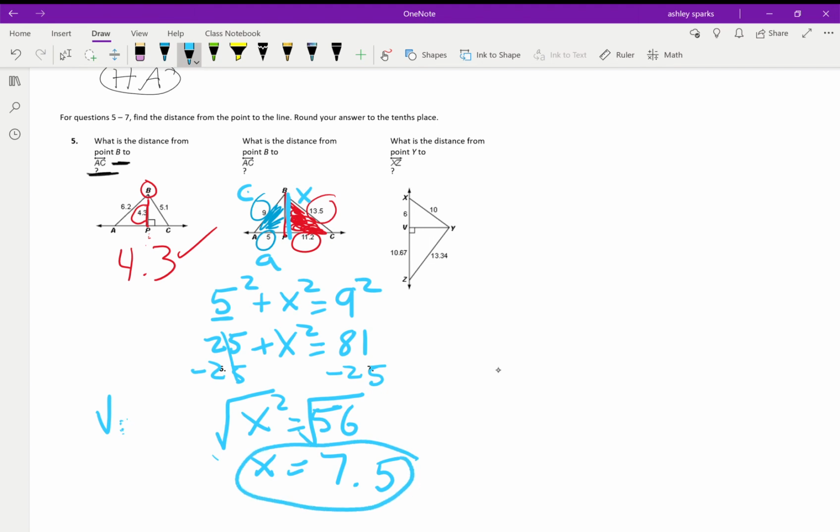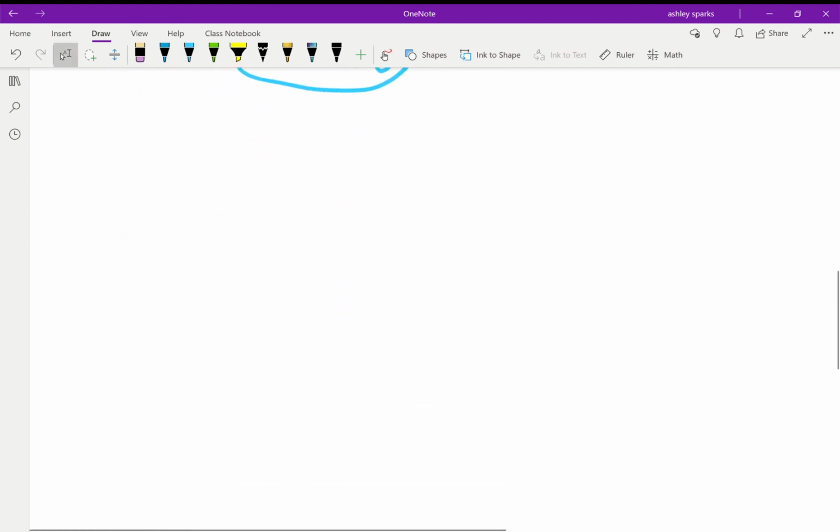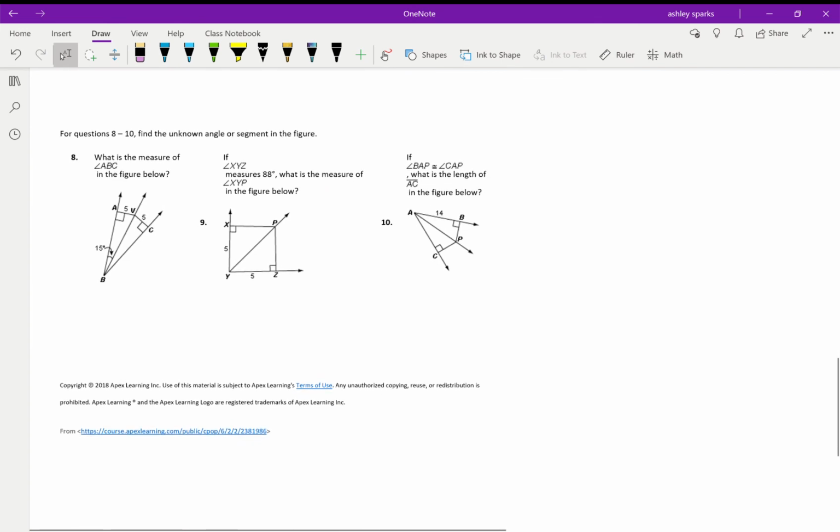Number 7 over here is incredibly similar. You can choose to do the 6 and 10 or the 10.67, blah, blah, blah. Again, I would just avoid the decimals if you can. You can always use the other sides to kind of test your answer. And then the last set of problems look like this.